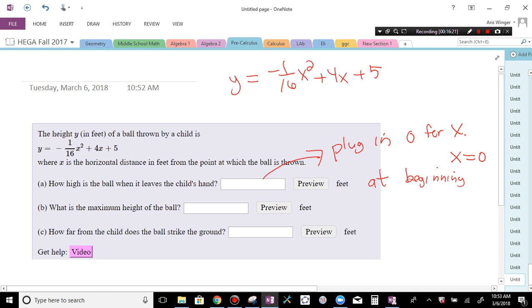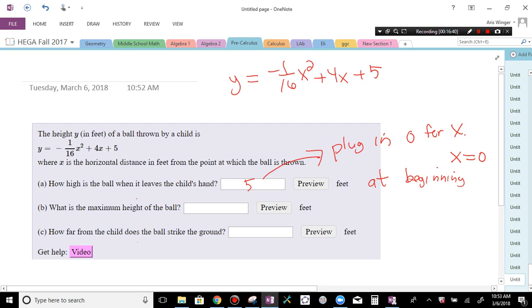Right? So it starts to model what happens when she throws the ball. And so that's at the beginning when x is 0. 5 units. It's in feet, so 5 feet.